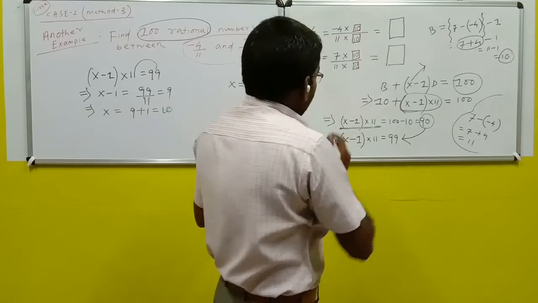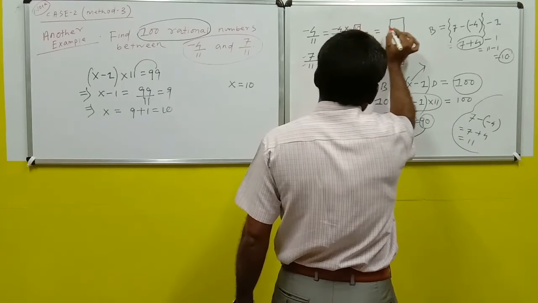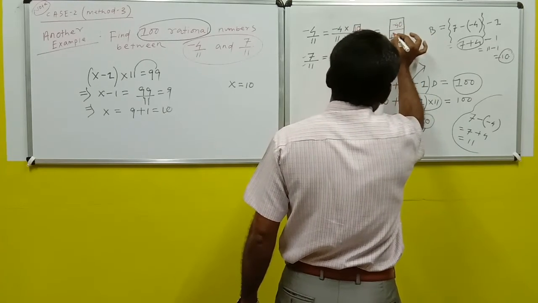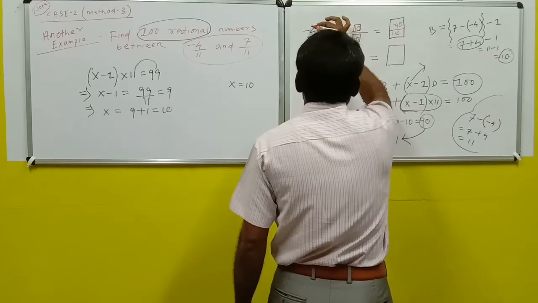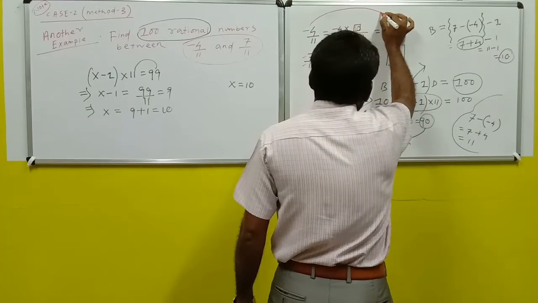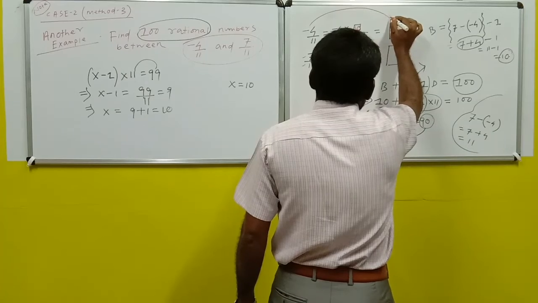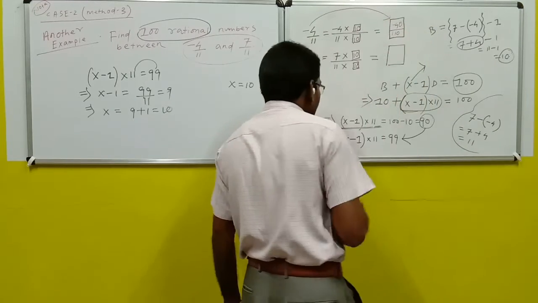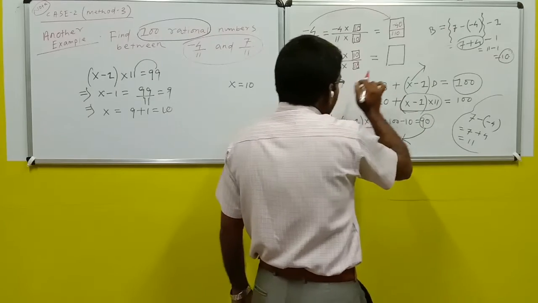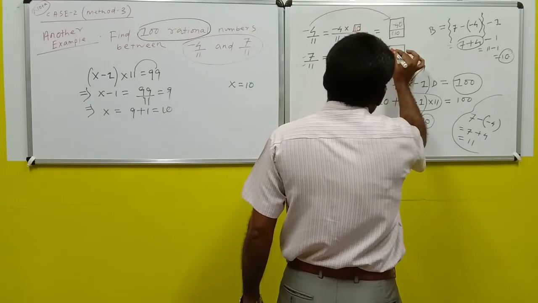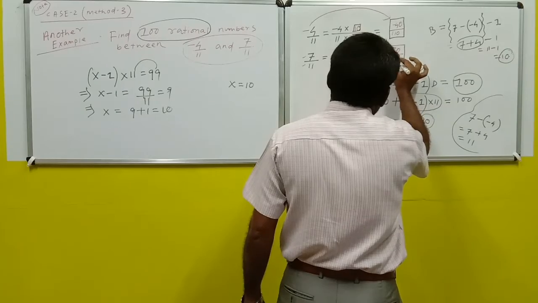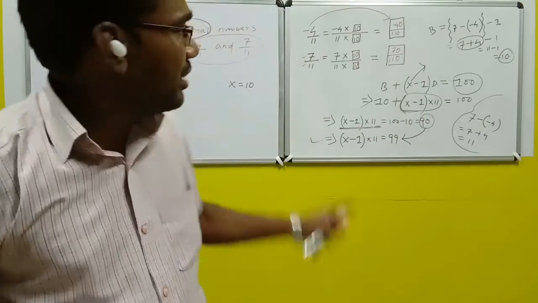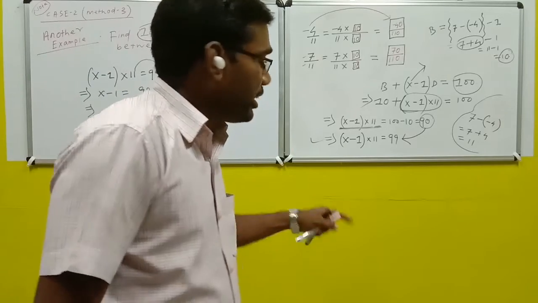Now multiply minus 4 into 10 equal to minus 40 by 11 into 10 equal to 110. It means the equivalent rational number of minus 4 by 11 is minus 40 by 110. Similarly the equivalent rational number of 7 by 11 is 70 by 110. Students, first note it.